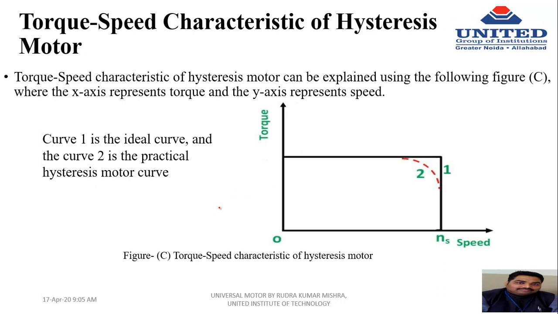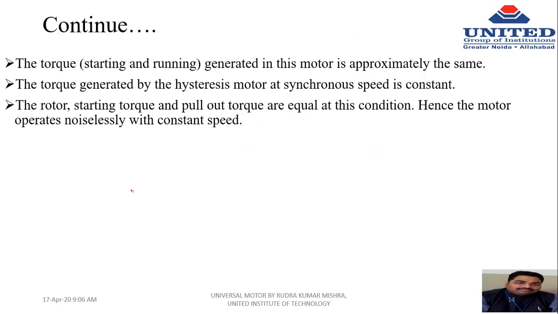The torque speed characteristics of the hysteresis motor can be explained using the following figure, where the x-axis represents torque and the y-axis represents speed. Two curves are here, one is this and the other is this. The first curve is the ideal curve and the second curve is the practical hysteresis motor curve.